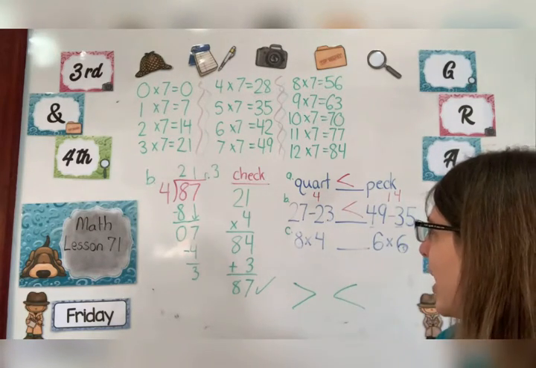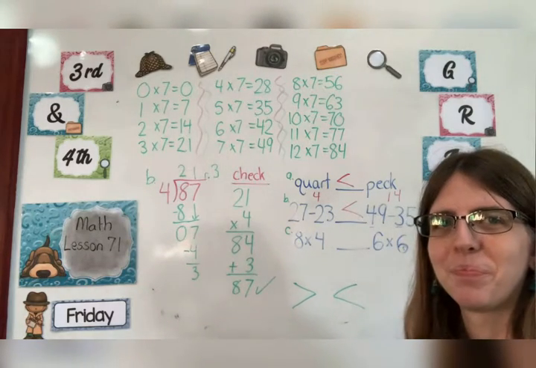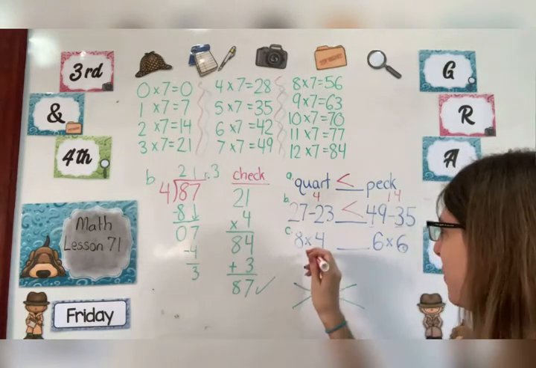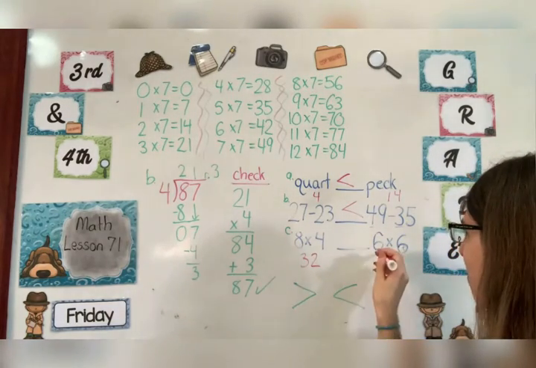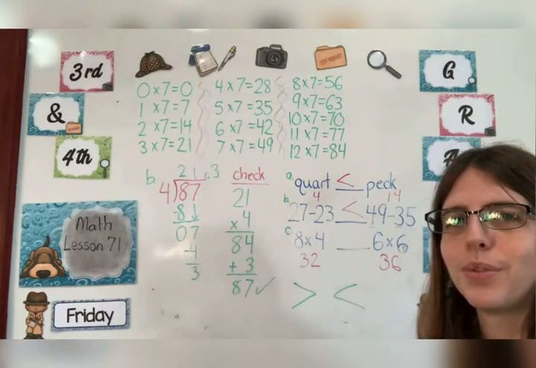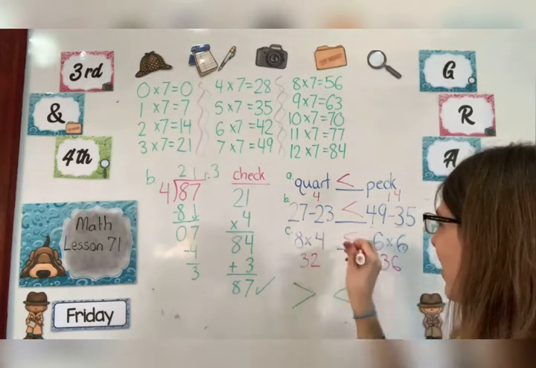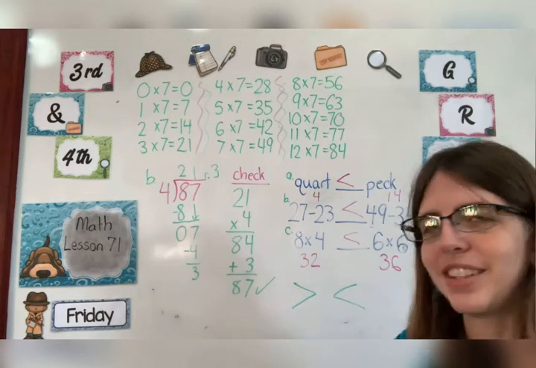Lastly, I have a multiplication problem in letter C. 8 times 3, what is 8 times 3? 32, very good. What is 6 times 6? 36. So, 32 is less than 36, so that is my answer. Okay, you'll do the rest of them just like that.